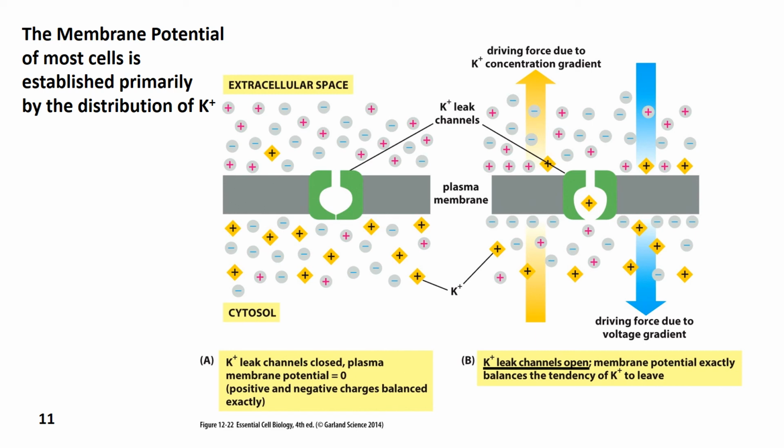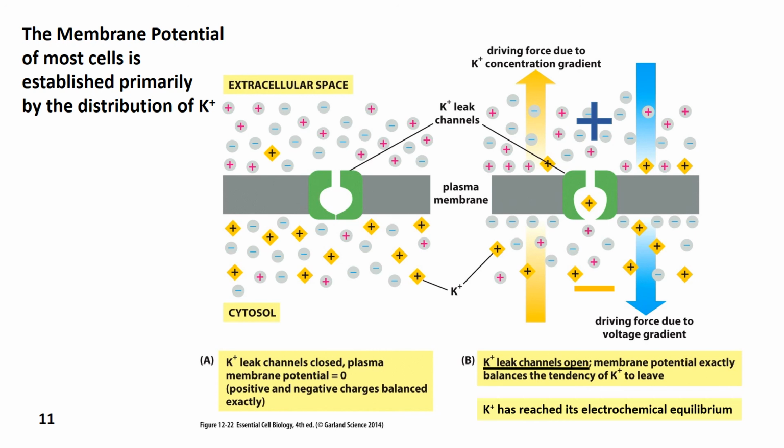It wants to leave to follow its chemical gradient, its concentration gradient, but it wants to stay where it's negatively charged. Moving outside of the cell would be against its electrical gradient. Allowing potassium leak from inside the cell to the outside of the cell allows potassium to reach an electrochemical equilibrium. That electrochemical potassium equilibrium allows for the membrane potential of most cells to be positive on the outside and negative on the inside.